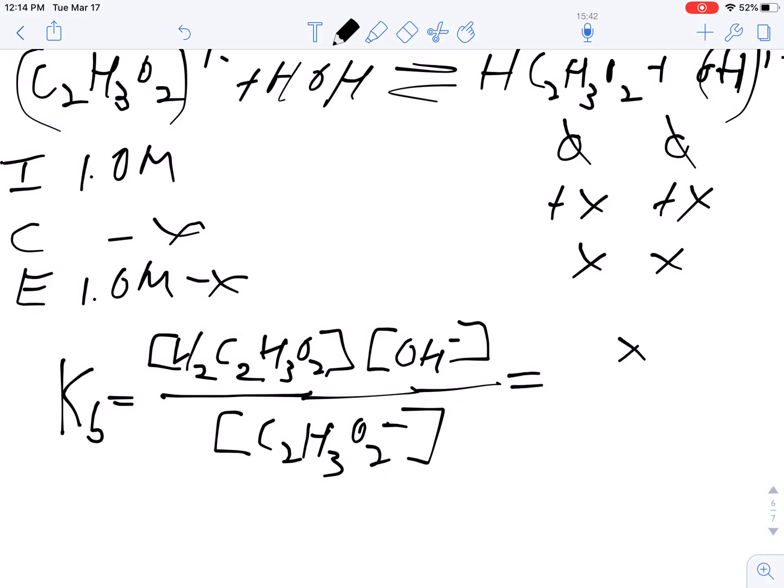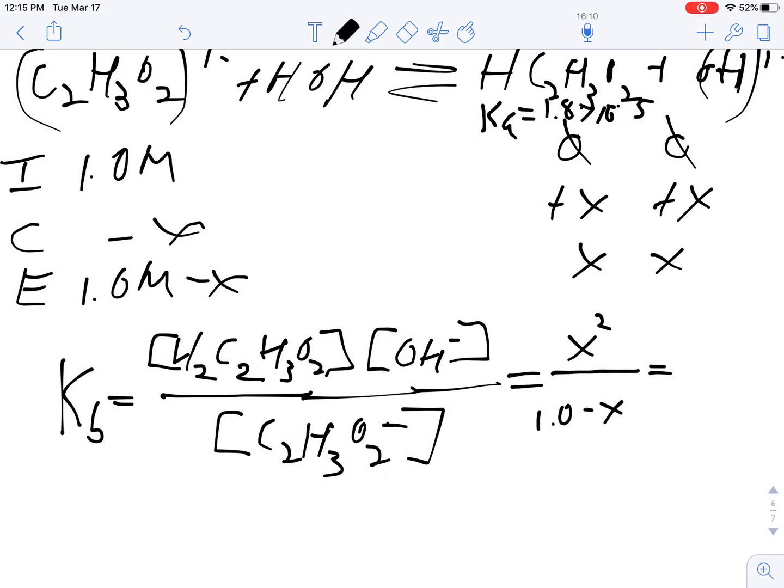So this is going to be x squared over 1 minus x. But where do we get the Kb from? Well, we know the Ka of acetic acid is 1.8 times 10 to the negative fifth.